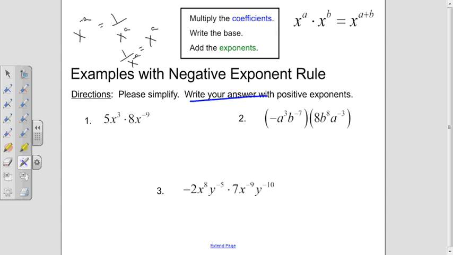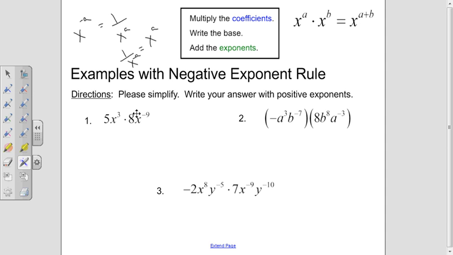Write your answer with positive exponents. That's where you're going to have to pay attention to this rule. Now, this rule does not go away. The property still says when you're multiplying same bases, take the exponents and add them. So multiply the coefficients, write the base, add the exponents, being mindful if we have negative exponents when we're done to do this property. Okay?